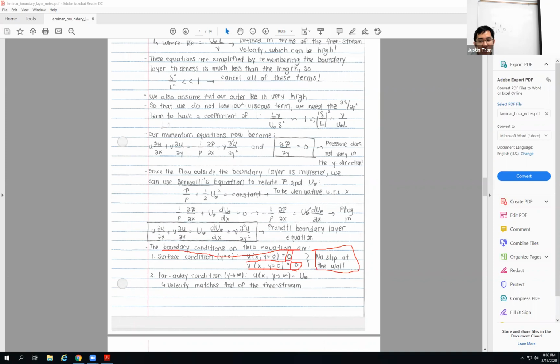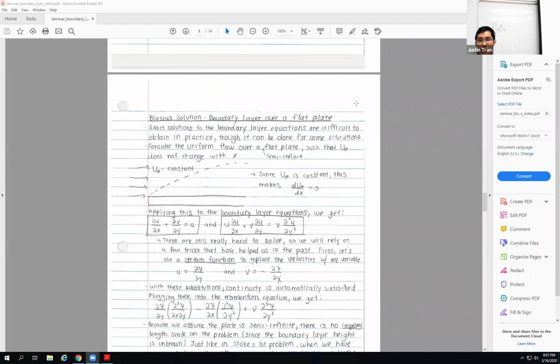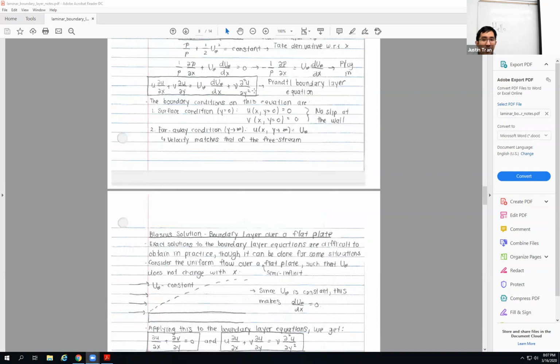And then far away from the plate, as y goes to infinity, we say that our u is going to be equal to the free stream velocity. Because remember, in our boundary layer situation, we have very fast flow that's going over our plate. So as we get away from the plate, the fluid joins this free stream condition. So those are just very quickly the boundary conditions. We already talked about this since we know that we have no slip at the plate, and then far away from the boundary, we have the free stream. But just mathematically, that's how you apply it. And then the equation that you would actually apply it to is this one.